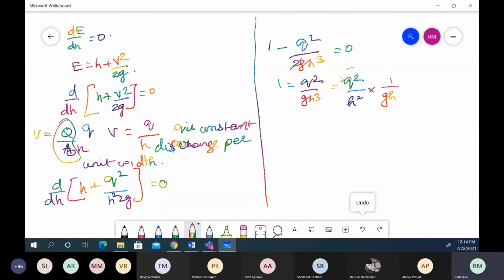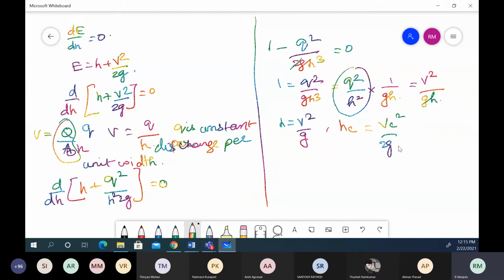Now q square by H square is nothing but your V square, velocity, divided by gH. Or I can write H is equal to V square divided by g. When the flow is critical, then you can replace H with Hc. When I replace H with Hc, then Hc is equal to Vc square divided by g. In this case, Hc is the critical depth and Vc is the critical velocity.